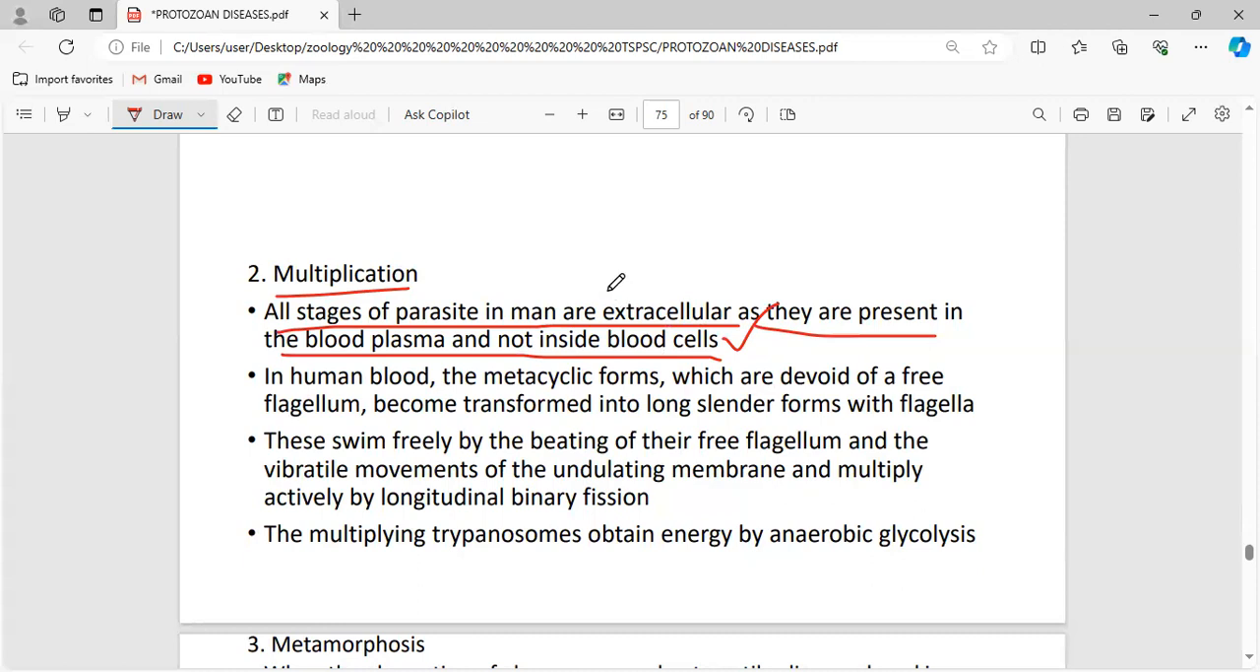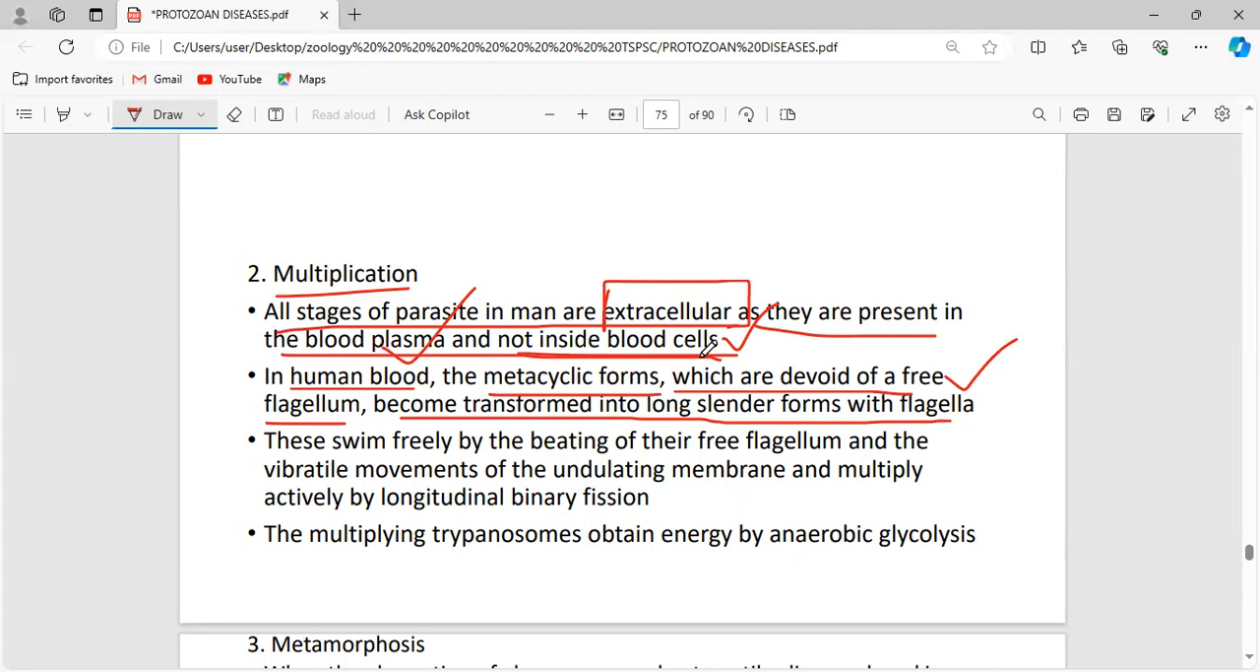Okay, everything will be extracellular, outside the cell, not inside any of the blood cells, because their inhabiting area is blood plasma. In human blood, we know the metacyclic form, which is the infective stage, is devoid of the free flagellum. It has no flagellum, and becomes transformed into a long slender form, which has a flagellum.